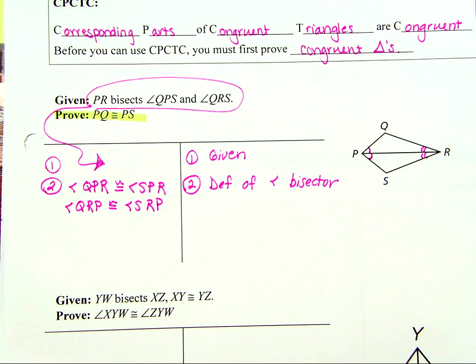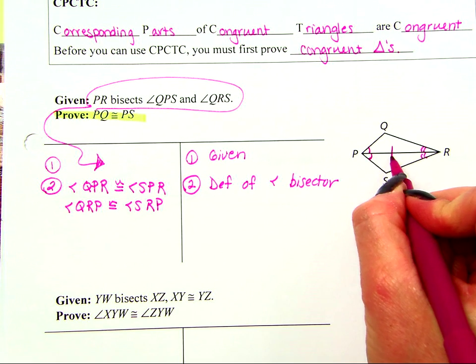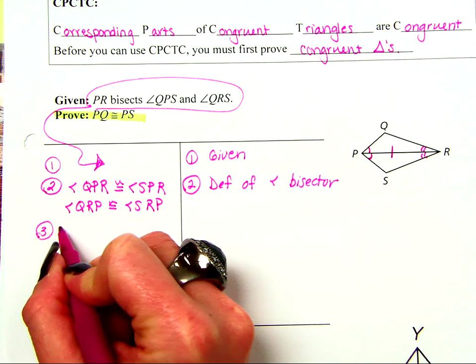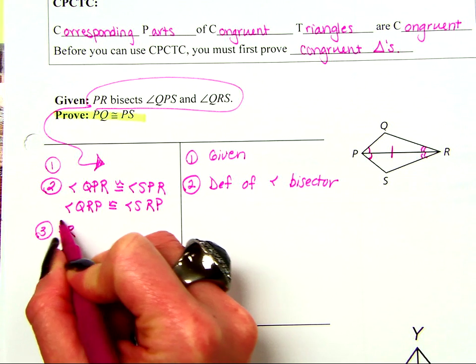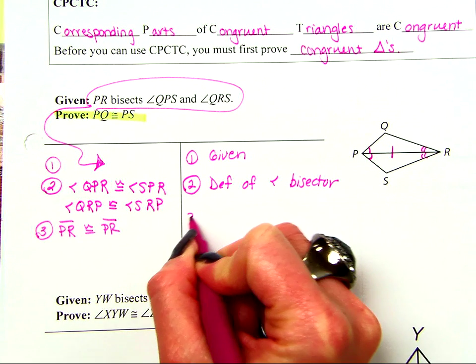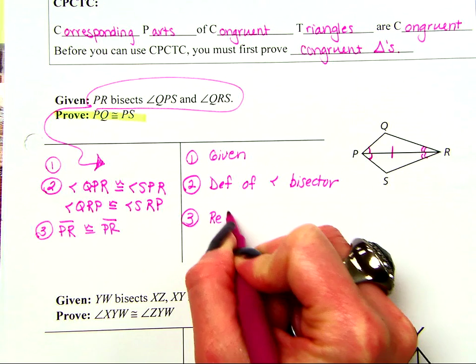Now that's pretty much all of my given information, but as I look at my diagram, I do see something that I can mark for certain. We have a shared side. And so if I mark that shared side, I need to come over here and make a statement in my proof. PR must be congruent to PR. That is the reflexive property.